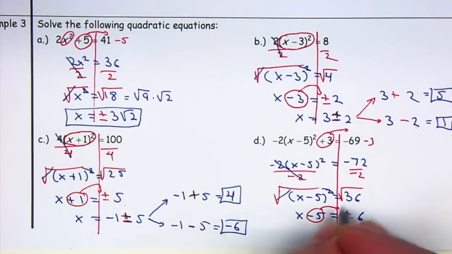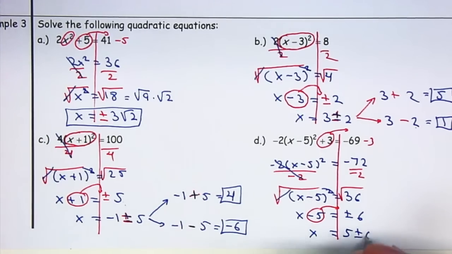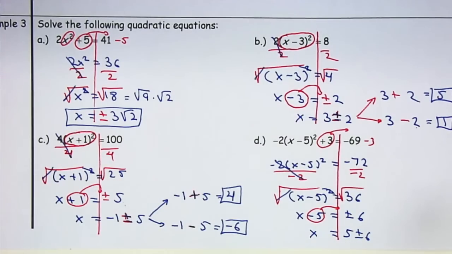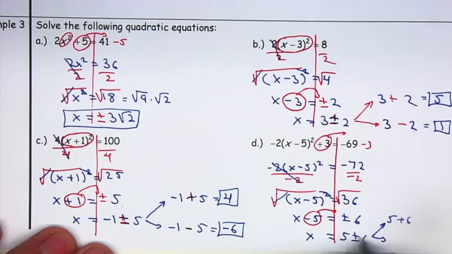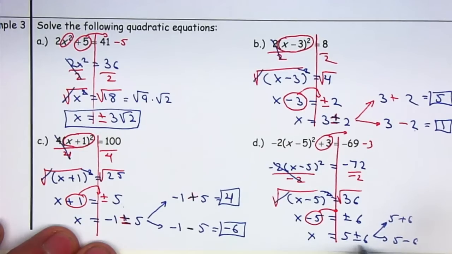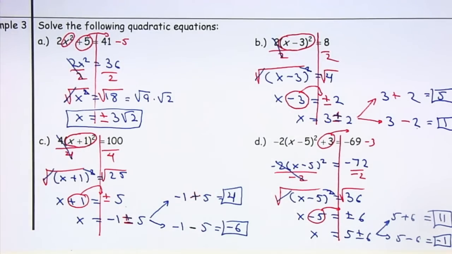And I'm going to move the 5 to the right, becomes a positive. So x is equal to 5 plus or minus 6. That gives me two solutions. 5 plus 6, the one with the positive, and 5 minus 6, the one with the negative. That gives me 11, and that gives me negative 1. Now let's continue to the back side.